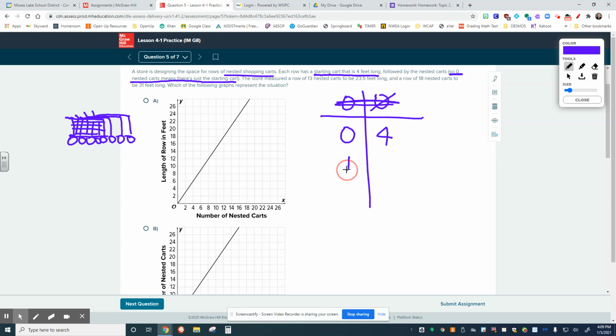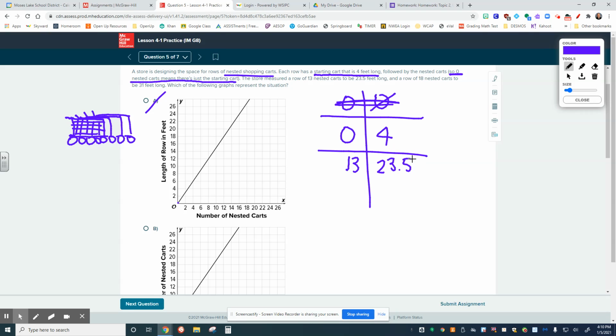But then we add on another cart, and we have to add on a certain value. Why is this so important? It helps me to know right away that A is wrong because it starts at 0, 0. We need to understand that the number of nested carts, with 0 carts, will be represented as starting at 4 feet. But that's not the end of it. We have to be careful to understand what constant rate we're following.